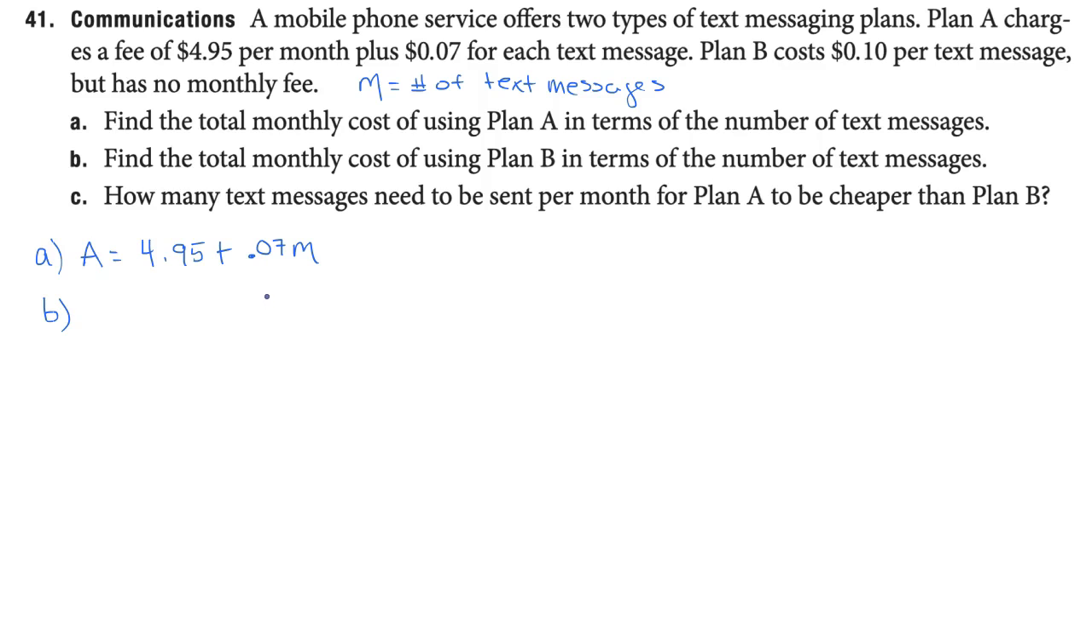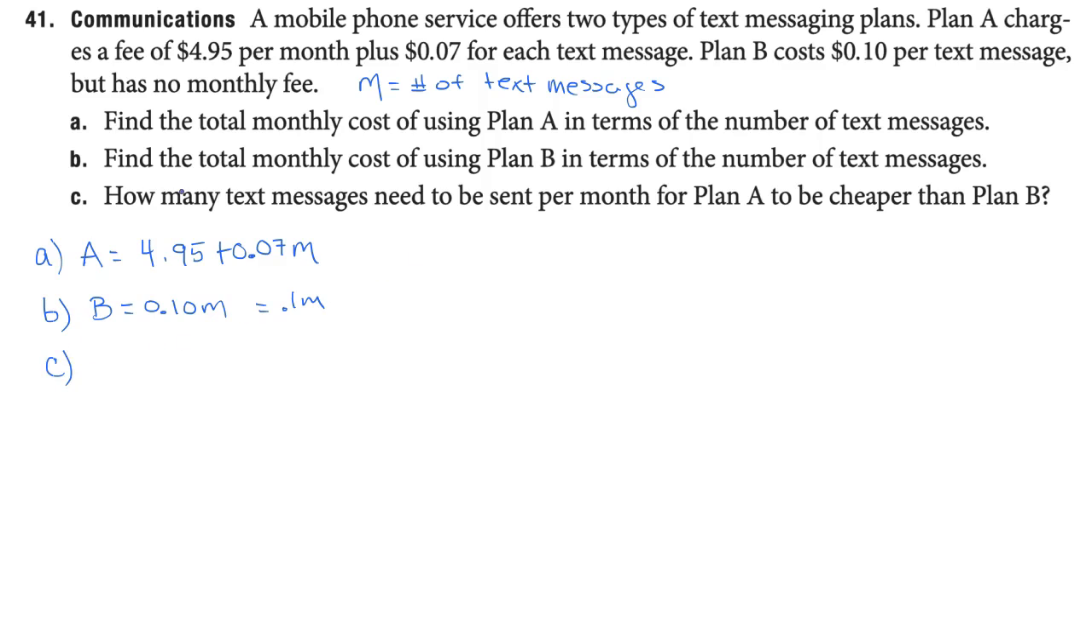The cost of plan B, there is no base cost like $4.95. So B is just 10 cents per message. So it's going to be 0.1 M. I always forget the zeros ahead. So you could just write 0.1 M. All right, so now that was the easy part.